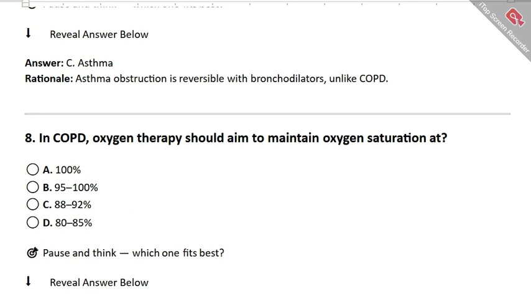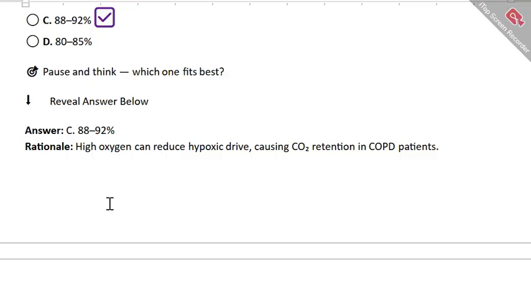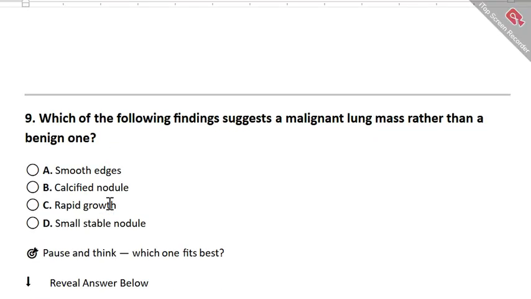In COPD, oxygen therapy should aim to maintain oxygen saturation at, read the 4 options. The correct option is option C, which is 88 to 92%. Let's move to question number 9.